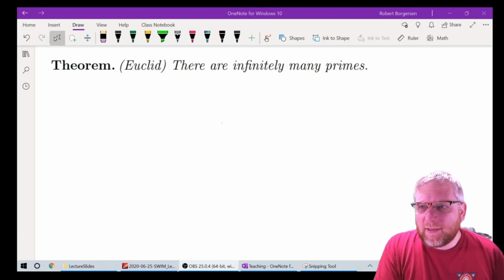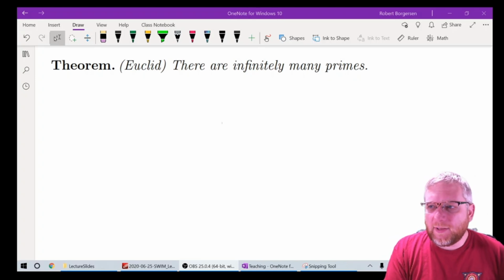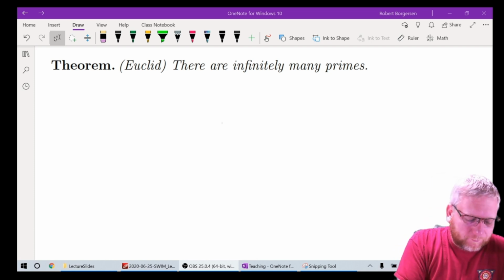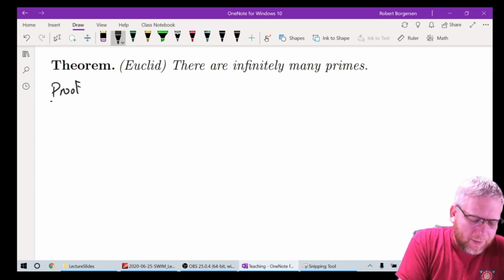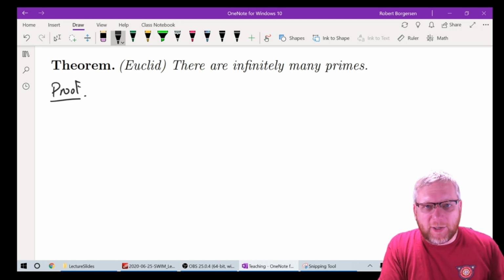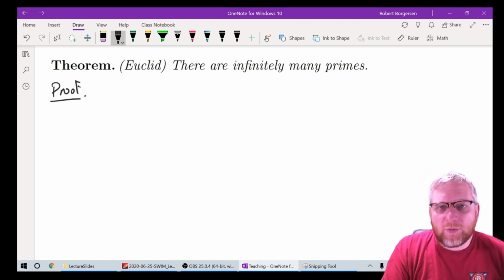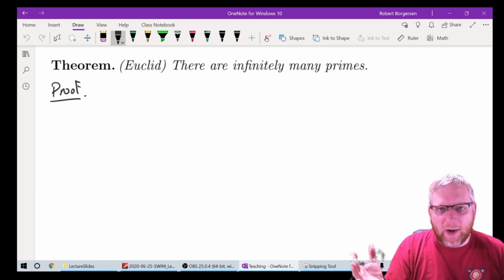All right, hello everybody. Let's go ahead and prove Euclid's proof that there are infinitely many primes. The proof is essentially what's called a proof by contradiction. We're going to assume the opposite. We're going to assume there are finitely many primes. In other words, there's only so many primes.